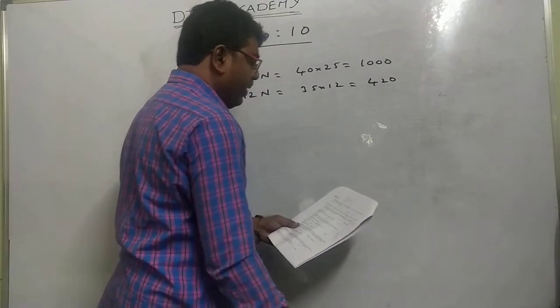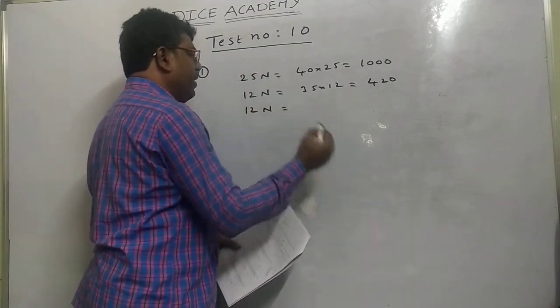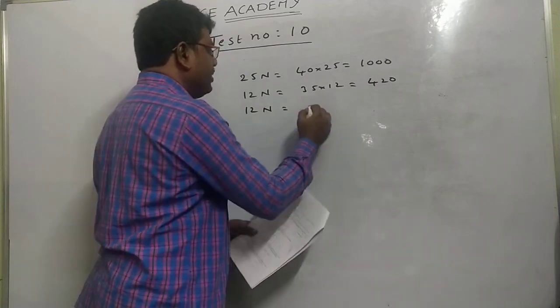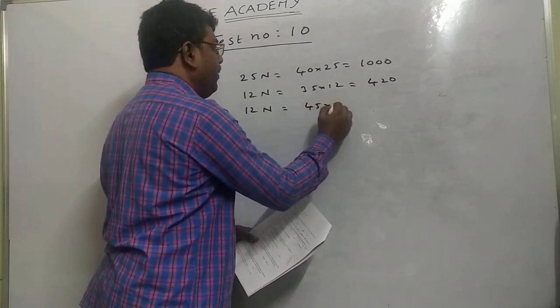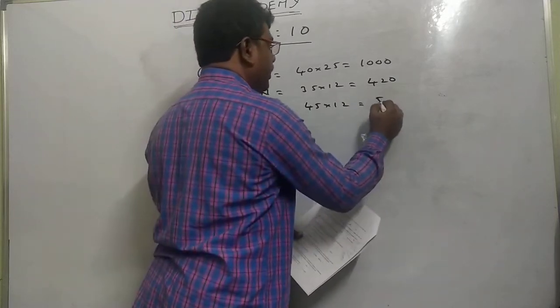Next one, the average of last 12 numbers. So the sum of last 12 numbers is equal to, the average is given as 45, 45 into 12. The value becomes 540.